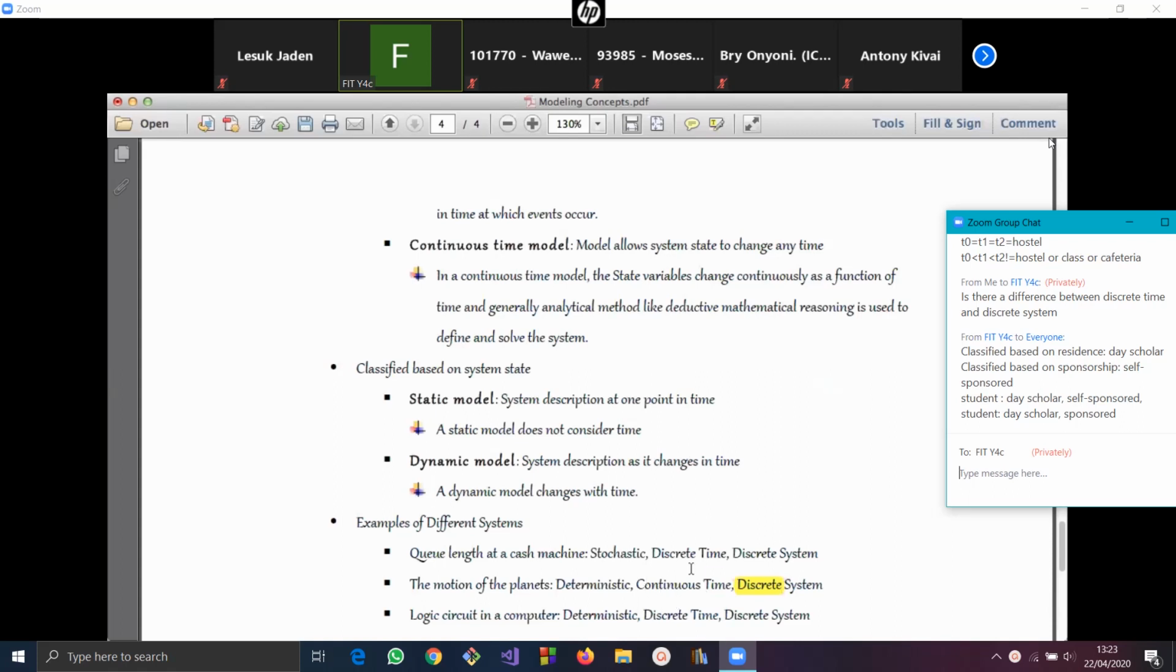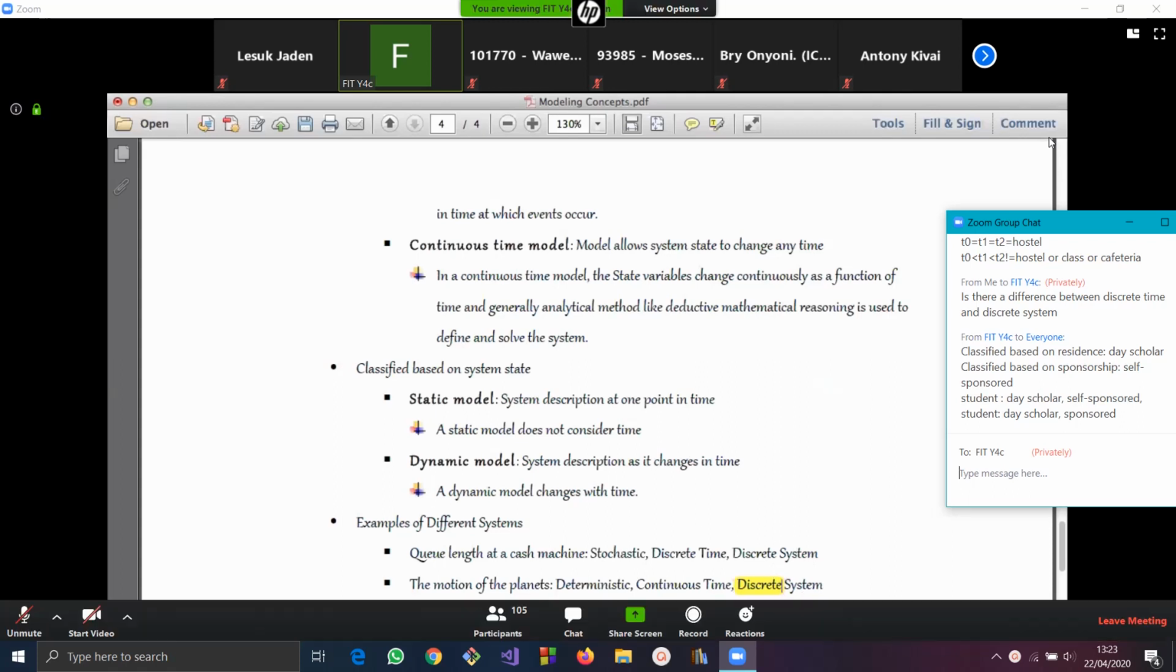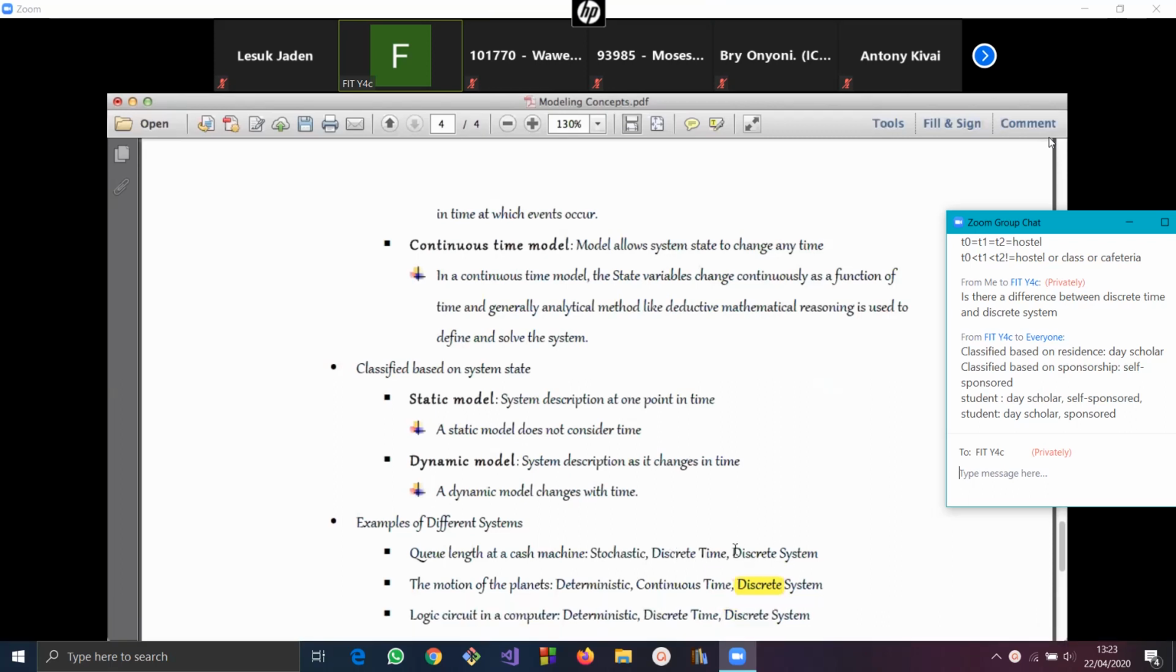What determines whether a system is a continuous system or a discrete system is the time element. So if here it's discrete time, therefore the system is discrete. If here it's continuous, then it's a continuous system. That was a question that came from Jaden. Thank you for that clarification.